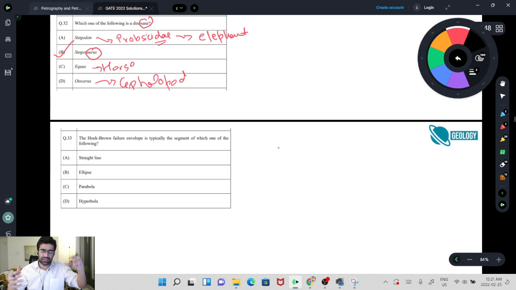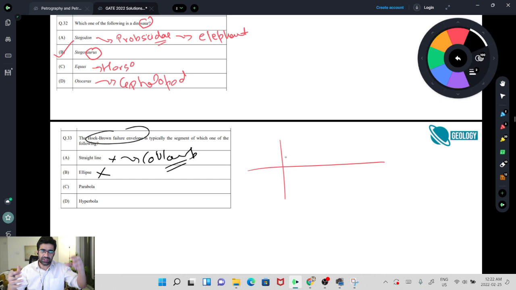Okay, Hoek-Brown criterion. Your Mohr-Coulomb criterion is a straight line. So Hoek-Brown criterion is not a straight line. So this is the failure envelope. First of all, failure envelope cannot be an ellipse. It will not be a straight line because this is the Coulomb criterion. So if you remember, the Coulomb criterion looks something like this.